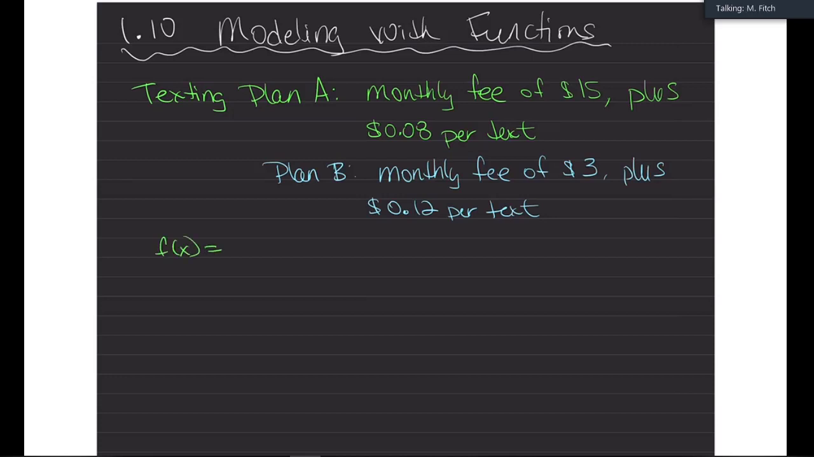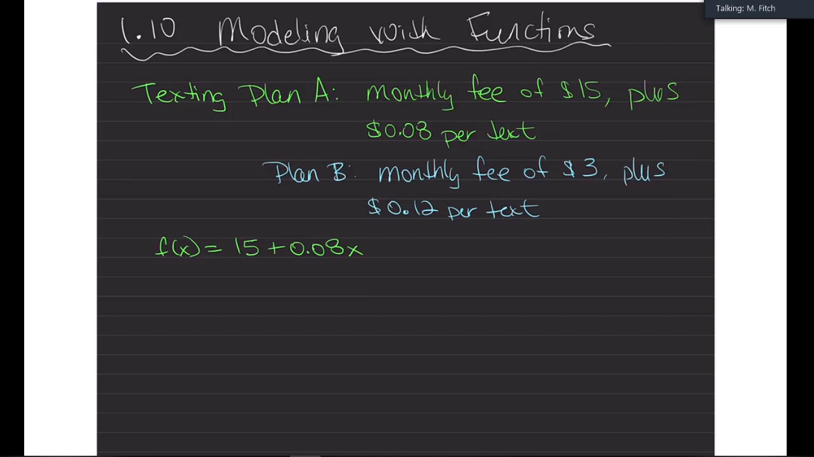We know that we have $15 per month, so regardless, we always have to pay that $15. But there's an additional fee, that's why it says plus, right? It even tells us to put a plus there. 8 cents per text. So it could be 1 text, 2 texts, 10 texts, or however many. So the number of texts is going to be our variable. We're just going to use x because we like x's, right? So it would be 0.08x, right? You guys good with that one?